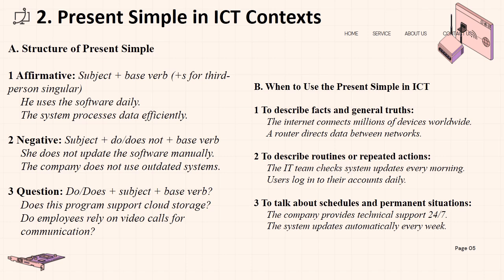For the affirmative form, you can use the subject plus the base verb, that is to say the verb in the infinitive form, plus an s if it is the third person singular. For example, he uses the software daily. The system processes data efficiently. For the negative form, here it's different. We use the subject plus do not or does not with the third person singular, plus the base verb, that is to say the verb in the infinitive form.